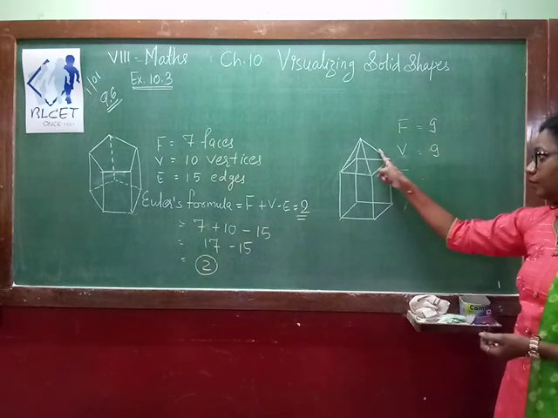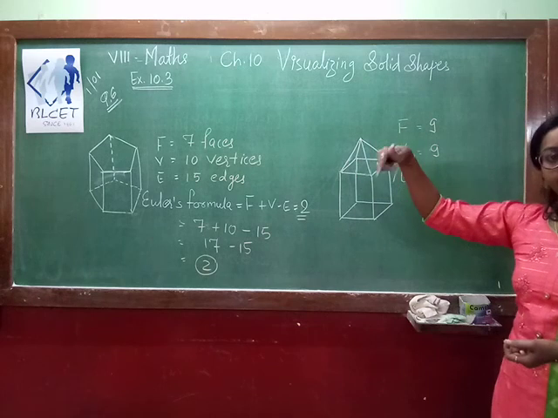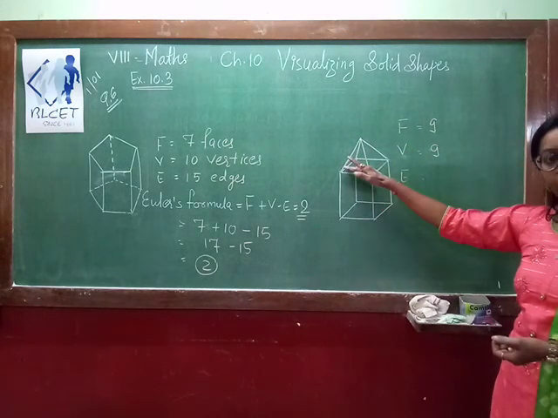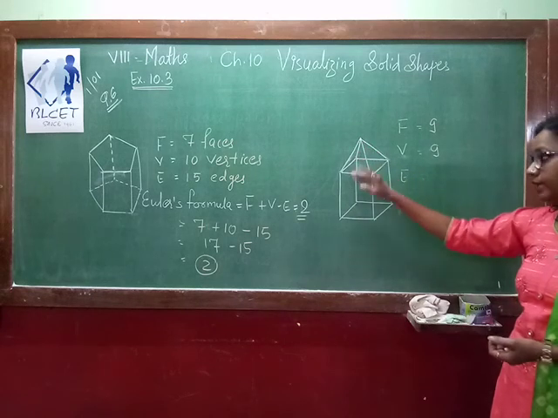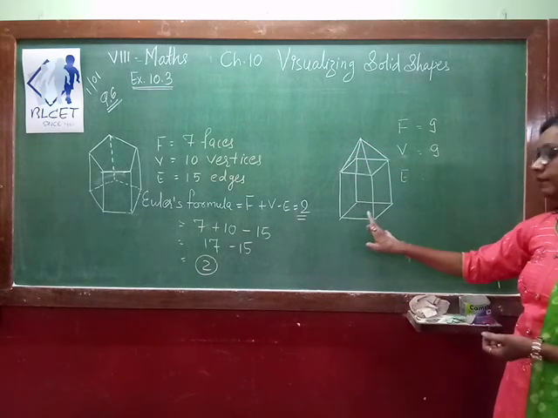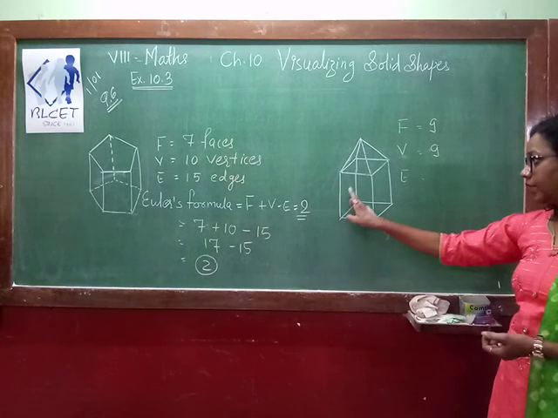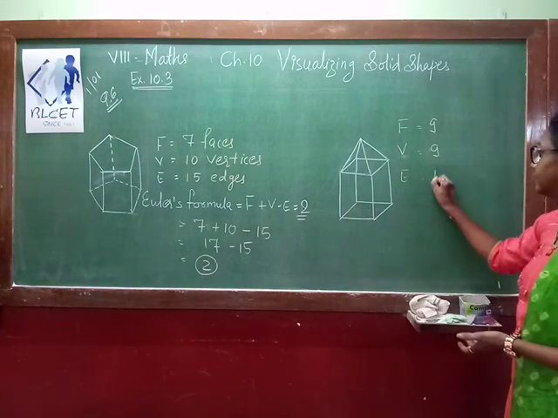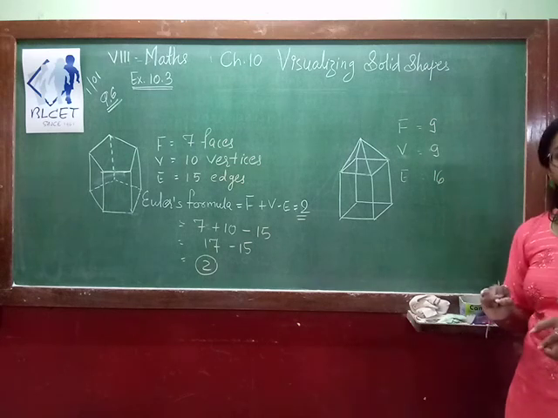Edges. So 1, 2, 3, 4, and 4 is the lateral surface. 1, 2, 3, 4, and 4 is the top. 4 plus 4 is 8, 9, 10, 11, 12, 13, 14, 15, 16. So total edges how many? 16. Again I am repeating.